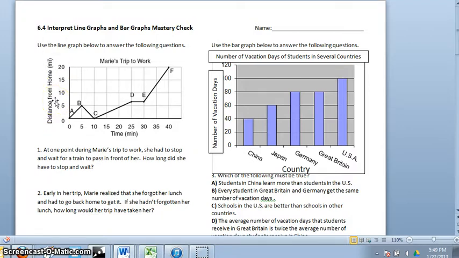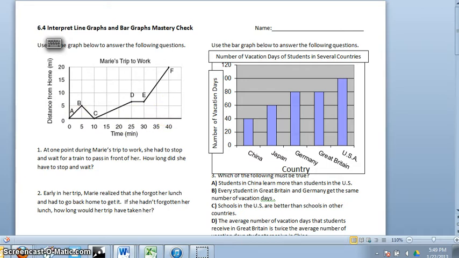All right, number 1. At one point during Marie's trip to work, she had to stop and wait for a train to pass in front of her. How long did she have to stop and wait? So I'm going to look at this line graph for where Marie is stopped. And I know that if the y-axis is how far away she is from home, if she is stopped, she is not going to be getting any farther or closer to home. She's just going to be staying at the same height on the graph while her time is continuing.